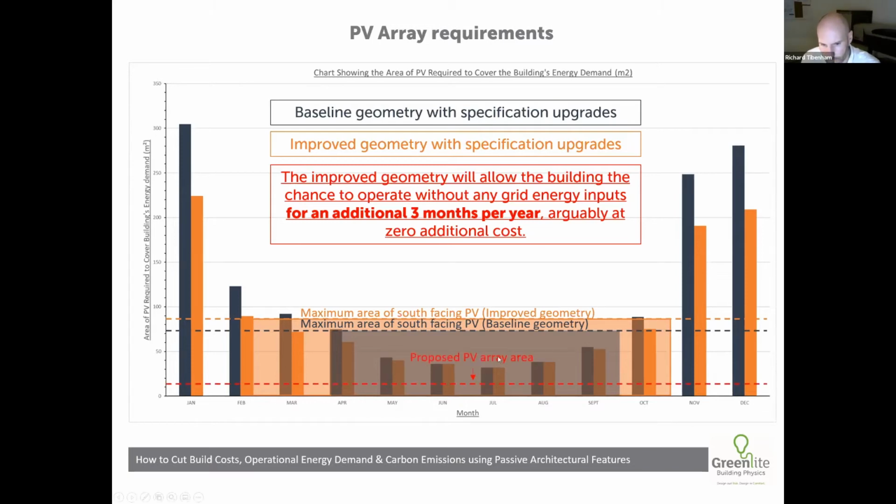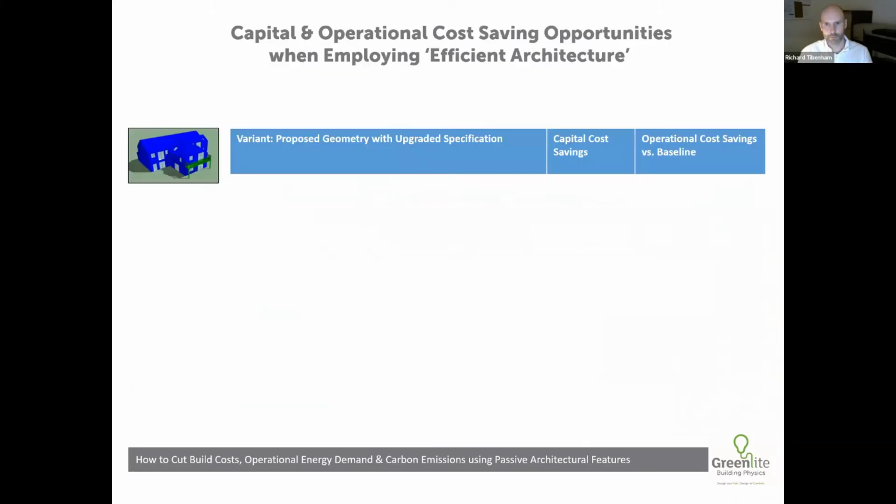At the moment, just for comparative purposes, we have about 14 meters square on the building. So you can see that that doesn't even cover the energy demand during July. So breaking this down in terms of pounds and pence, what does this look like?